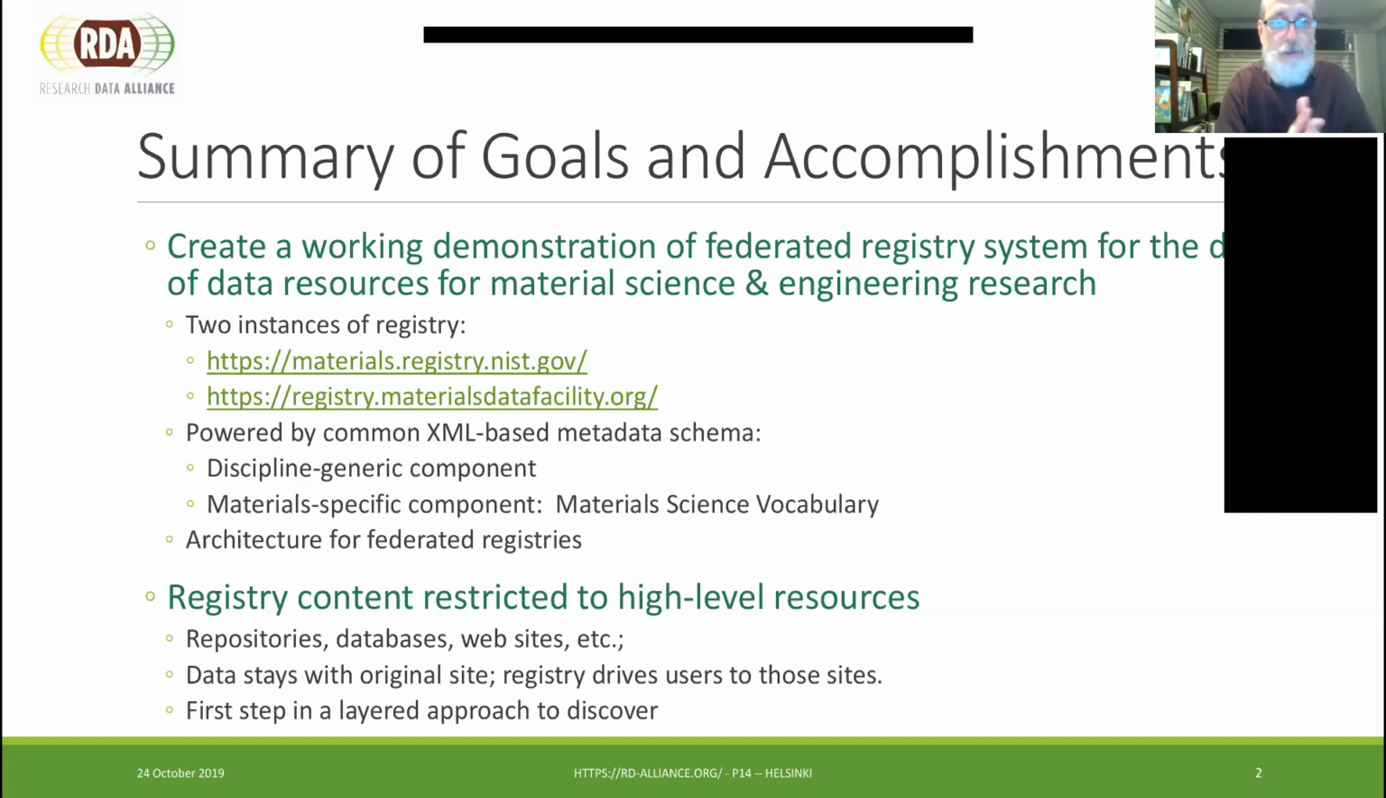Then we have an architecture for these federated registries in which all the records are exchanged between the nodes using OAI-PMH. So if you visit either of those two registries, you'll see the same records thanks to this interchange. And this registry content is restricted to pretty high-level resources. We're talking about repositories, databases, websites, not individual data sets. The idea is to allow people to find out where these repositories are and then drive the users to those sites. And it's also part of an architecture in which there could be more machine-driven discovery, in which the registry is the first layer in that discovery process.